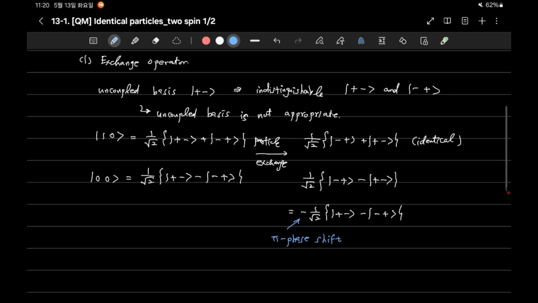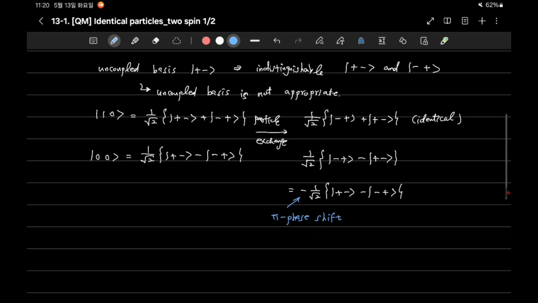So there are two possibilities. One is that the state is identical when we apply the two-particle exchange, and the other is that a minus sign appears as a phase shift. So let's think about the exchange operator.